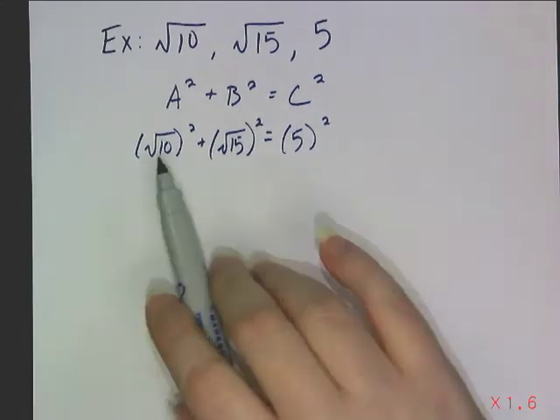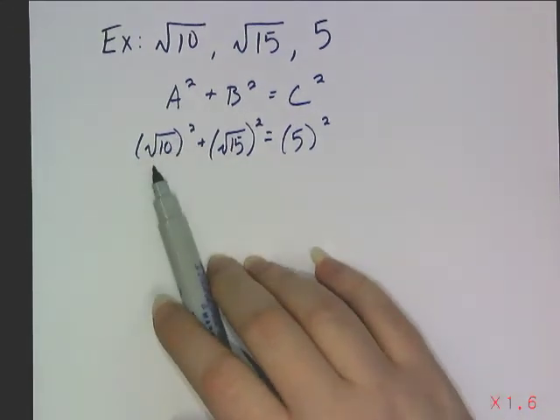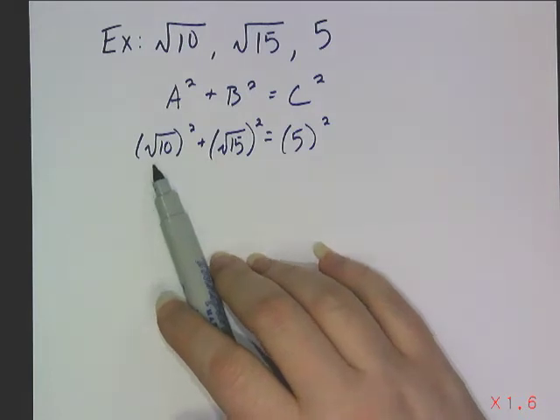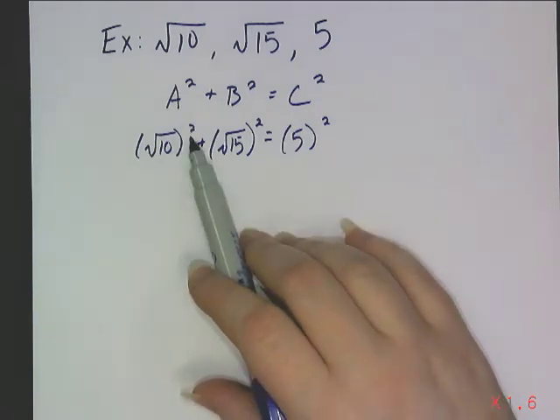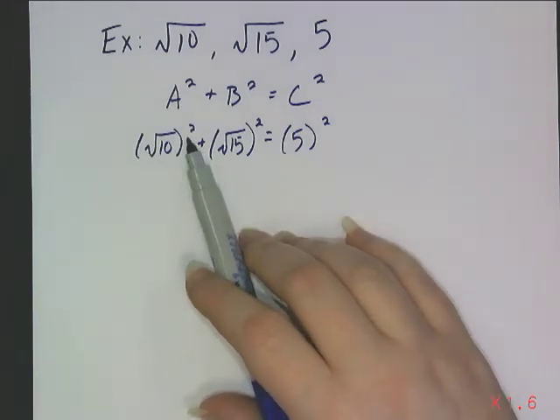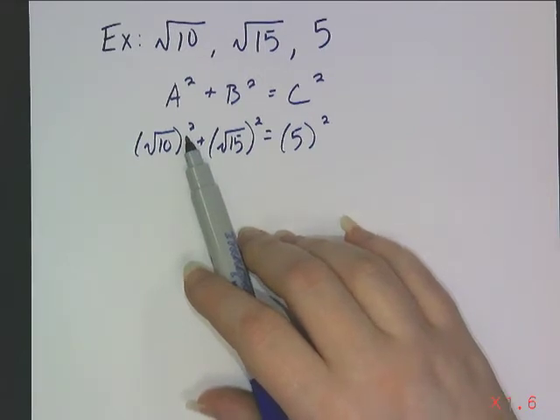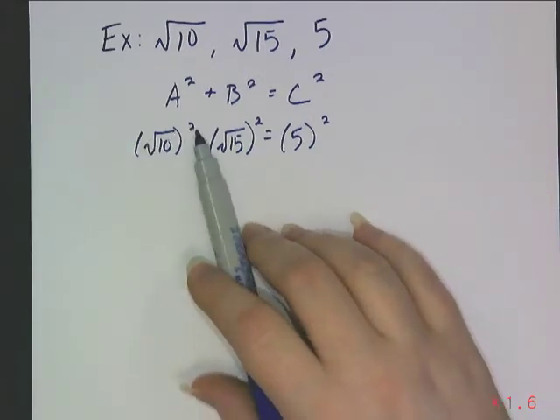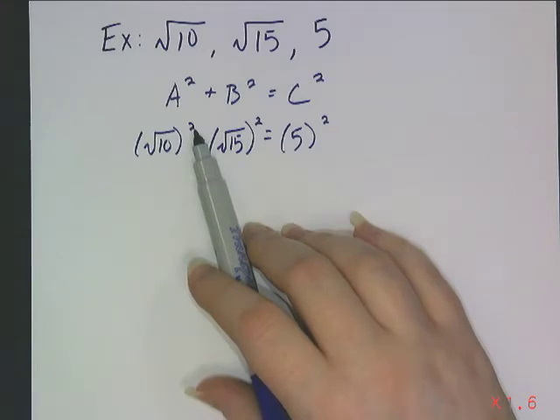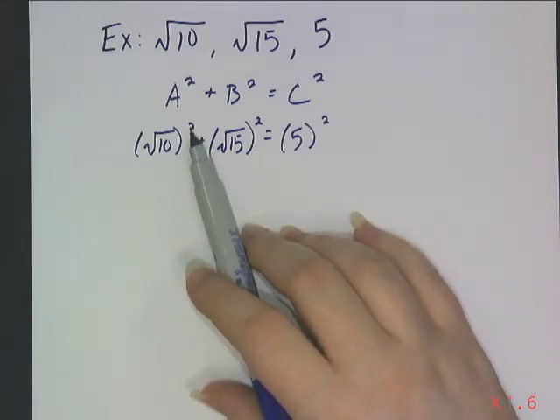Now, when I'm looking at this, this may look really complicated, but actually it's really easy. Square rooting and squaring are opposites of each other, just like adding and subtracting or multiplying and dividing. And since they're opposite operations, they undo each other. If I add a number and then subtract that same number away, I'm back to where I started.